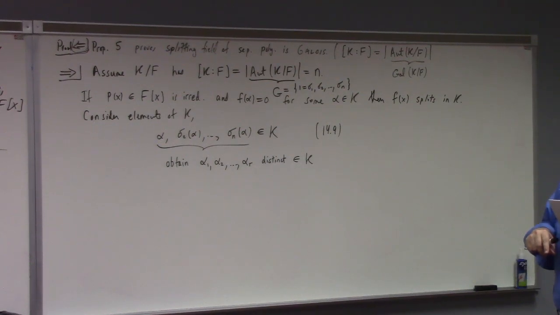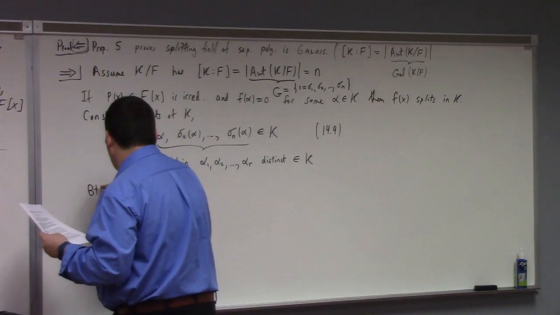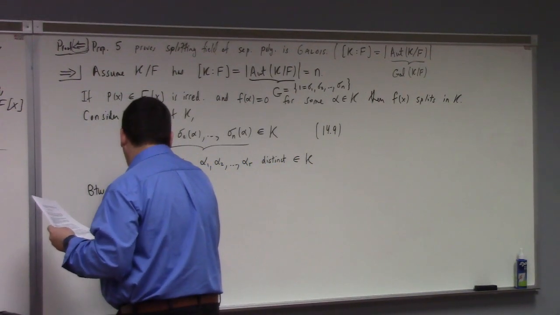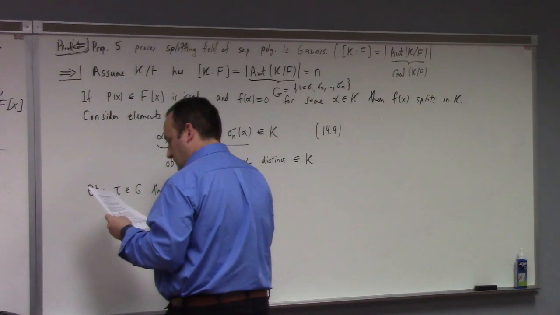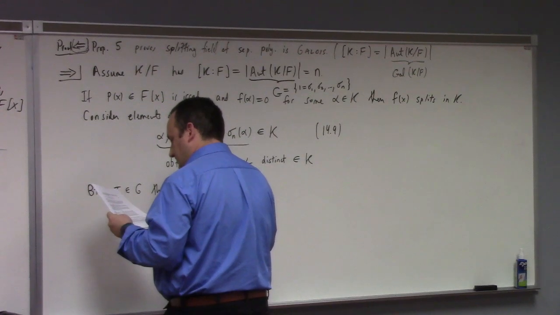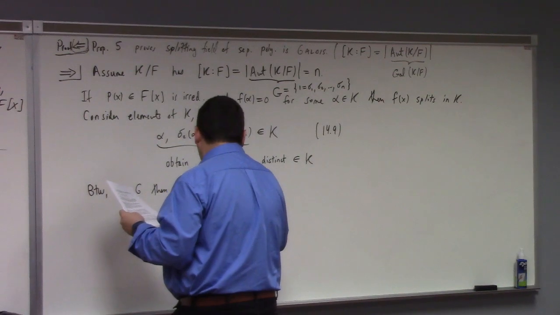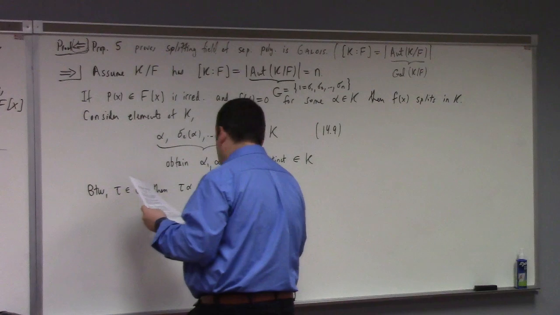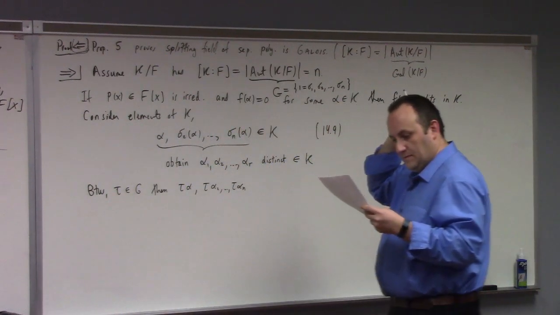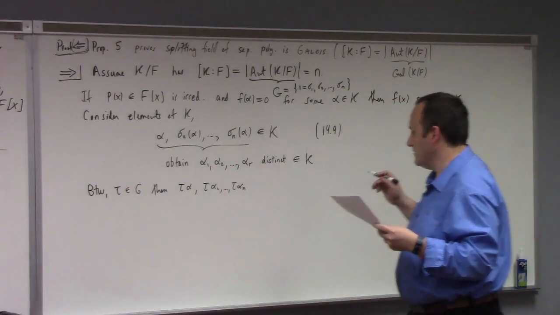He says, okay, well, if tau is in G, then since G is a group, the elements, so he says tau in G, then if we look at tau alpha, tau alpha 2, tau alpha n, what is that? Oh, I'm butchering it. I'm sorry. That's not what I'm looking at.